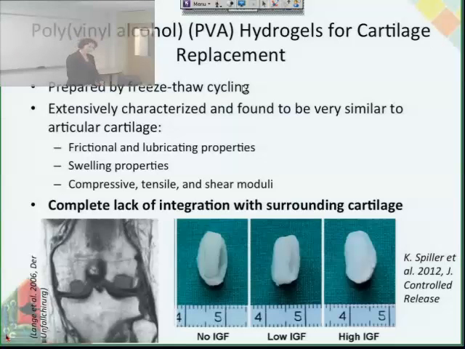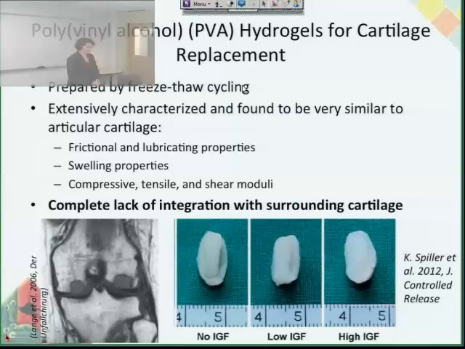But the problem with PVA hydrogels for cartilage is that when you implant it in cartilage, there's a complete lack of integration with the surrounding tissue. That image is of hydrogels that were implanted in human knees, taken at 3 months, and you can see there are just holes around the hydrogel. They're just sitting there in a hole, and there's no interaction. There's just a complete gap filled with fluid between the hydrogel and the cartilage.